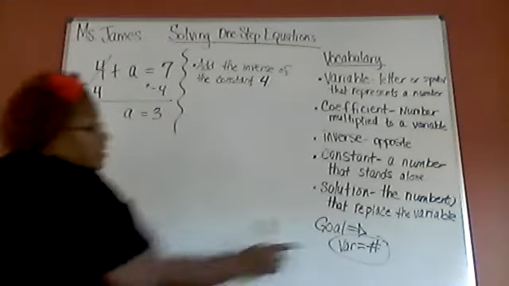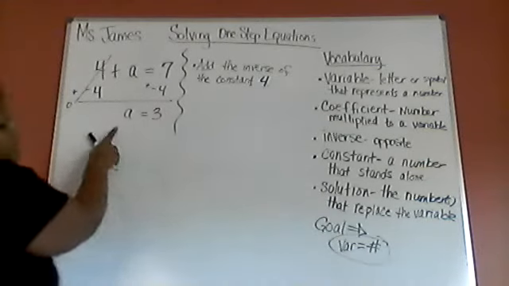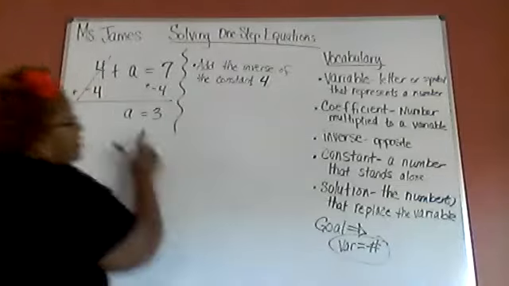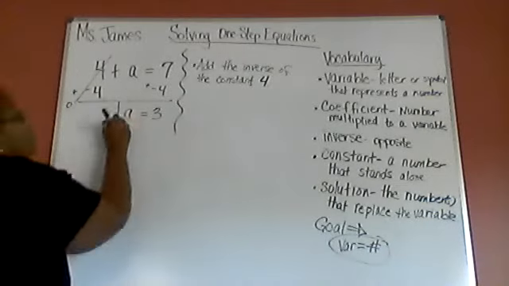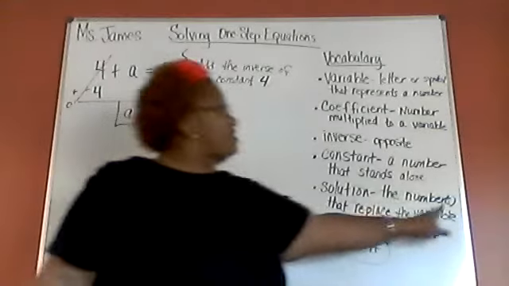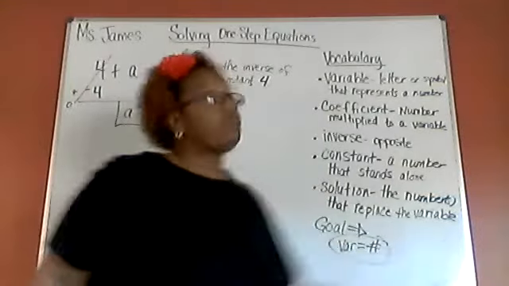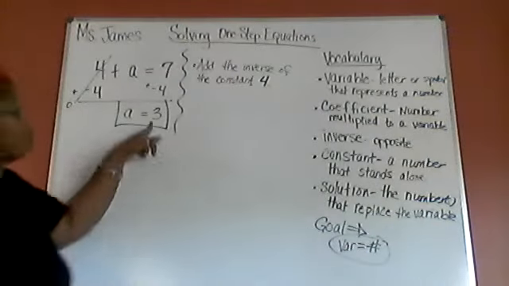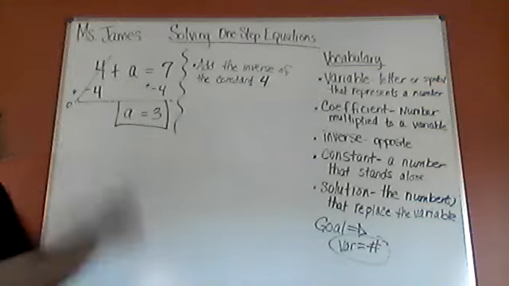Have we reached our goal? Do we have a variable on one side? Yes, we do. Do we have a number on the other side? Yes, we do. So our solution is 3. The solution is the number that replaces the variable. A equals 3. So that's that.